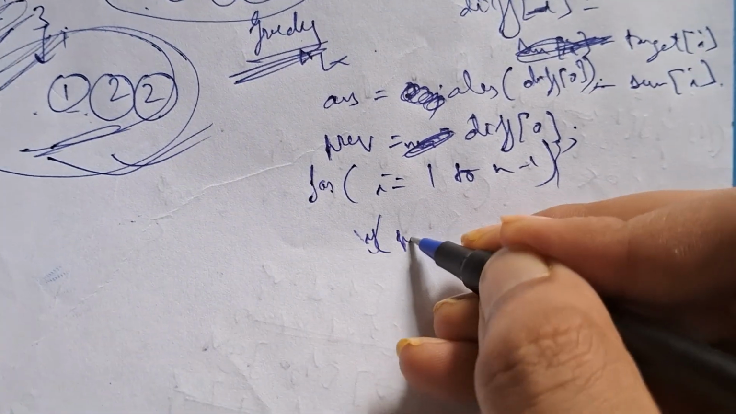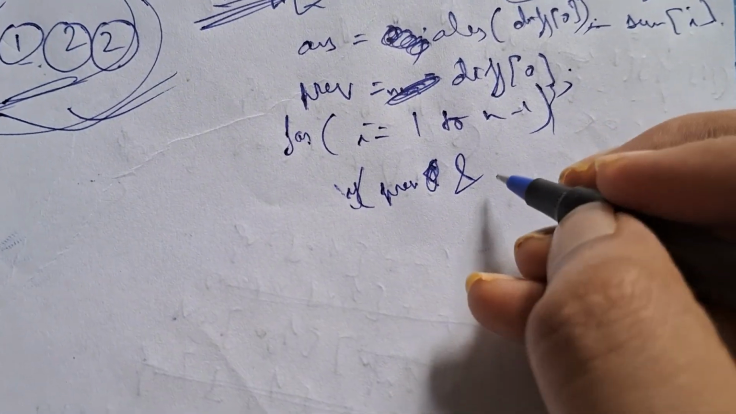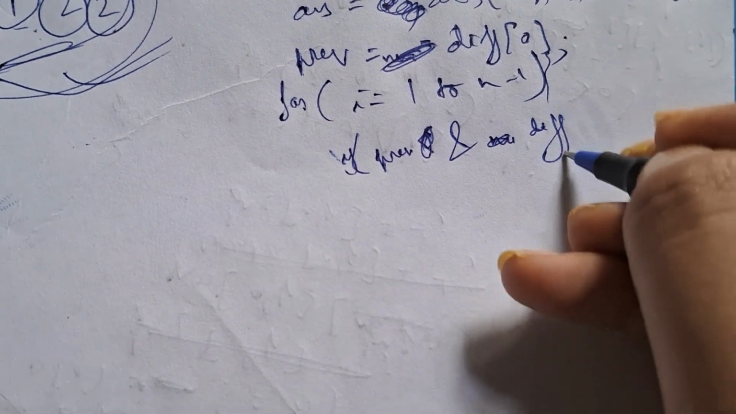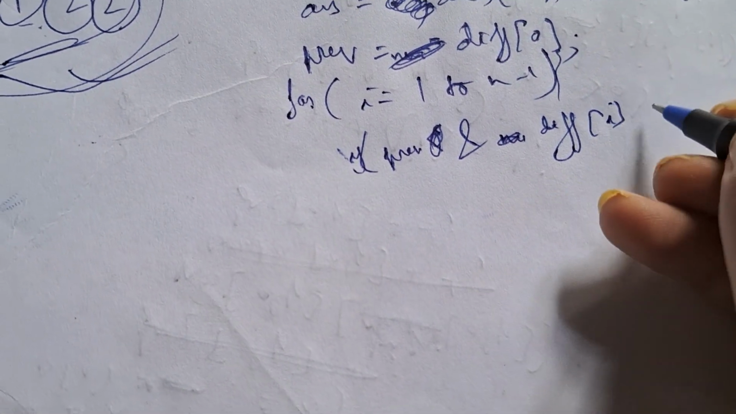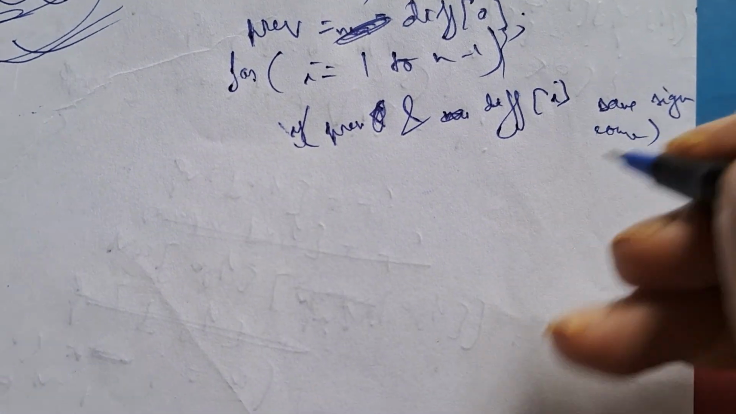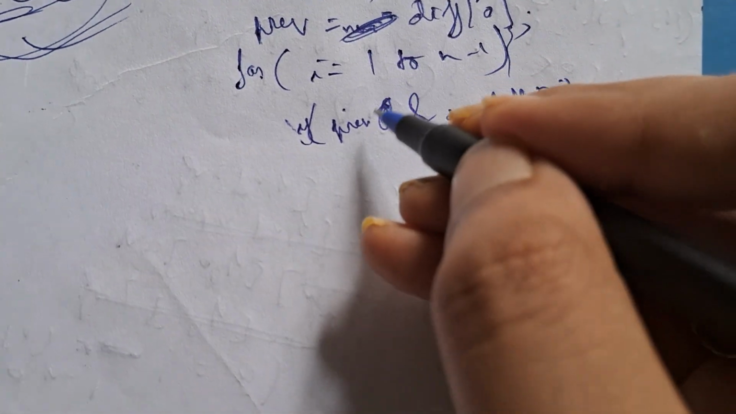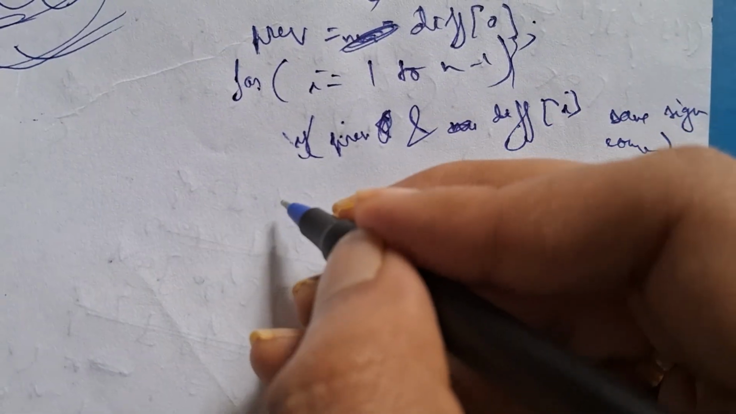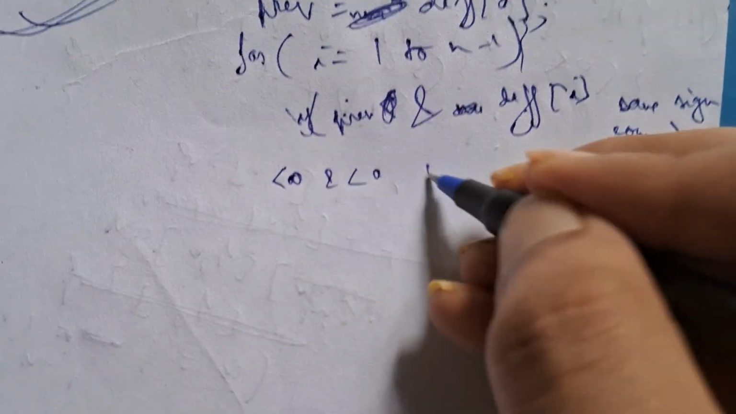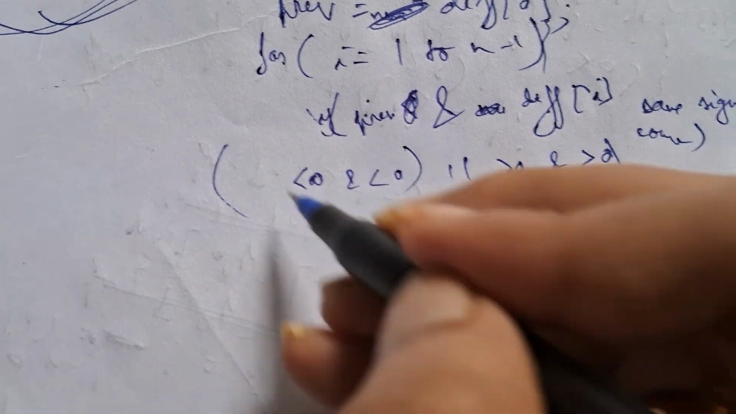Now you have to check if previous and, let me write it in a simplified form, if previous and difference of i are having the same sign. What does this mean? If this is negative, this will also be negative, and if this is positive, this will also be positive. So how are we going to do this? Lesser than 0 and lesser than 0, or greater than 0 and greater than 0. I hope you're getting what I mean.